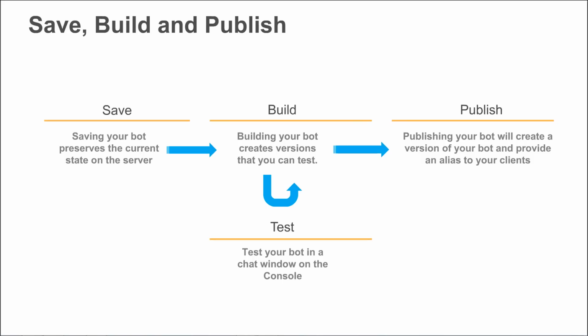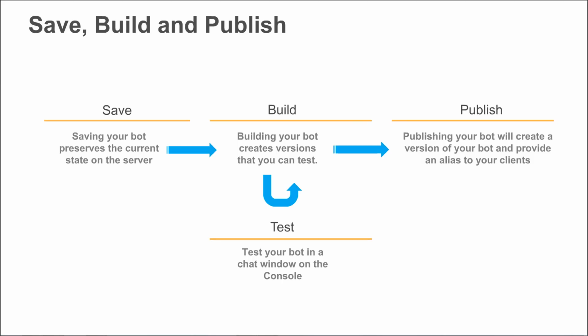Then you can test once you've built, because the model has already been built on the backend. Now you can start testing from your console, chat with the bot, and it will start responding to you. And then you can click on publish, and publish creates a new version of the bot.